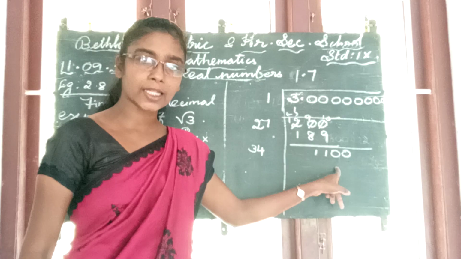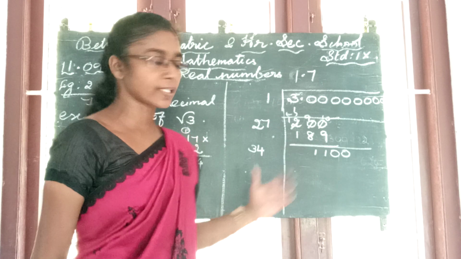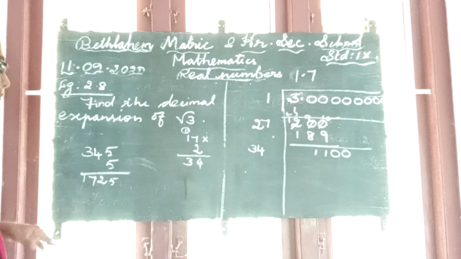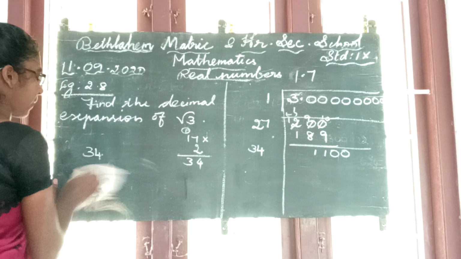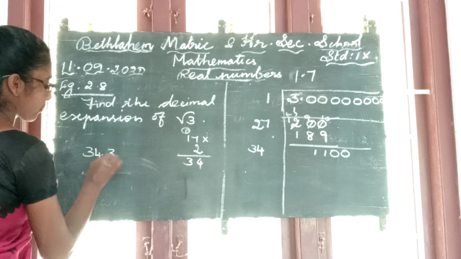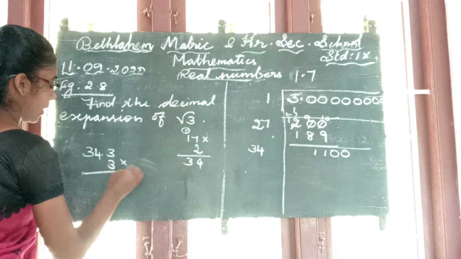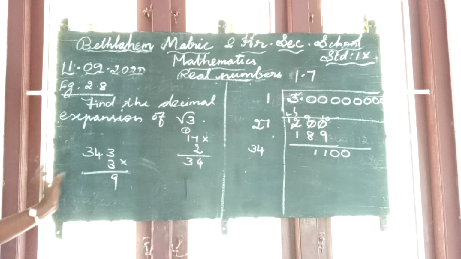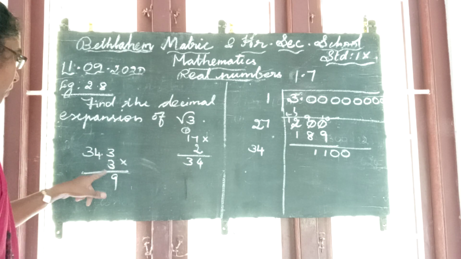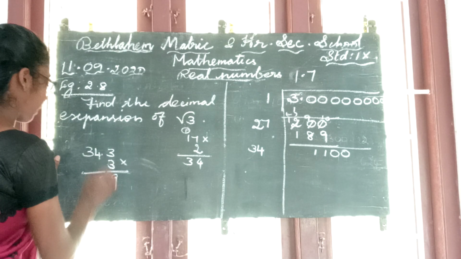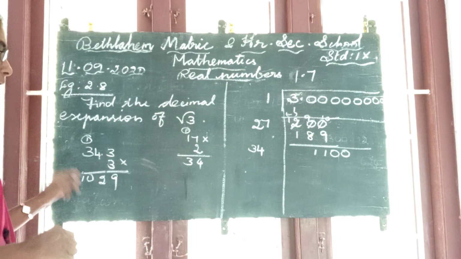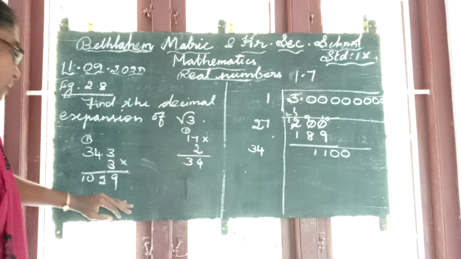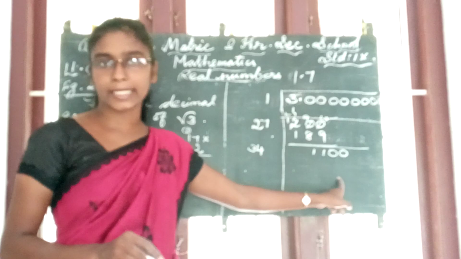1725, which is greater than 1100. So we have to go for a lesser value. Less value means it shall be multiplied by 3. 3 3s are 9. 4 3s are 12. 1 balance. 3 3s are 9, 10. It is just less than 1100.